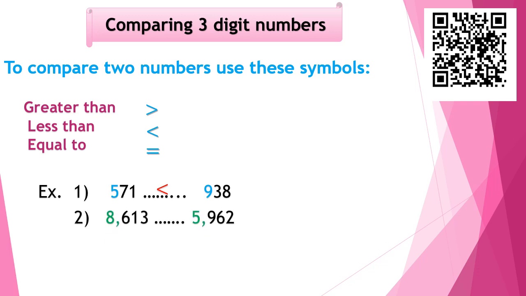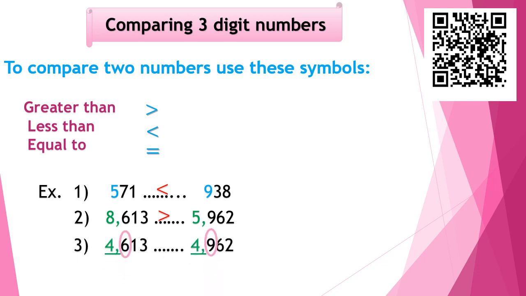Number 2, we have two numbers. The first number 8613. The second number 5968. We compare the greatest places. They are 4-digit numbers. Both of them are 4-digit numbers. So compare the greatest place. We have 8 here and 5 here in 1000. 8 in 1000 and 5 in 1000. So 8 is greatest. So 8613 is the greatest number.